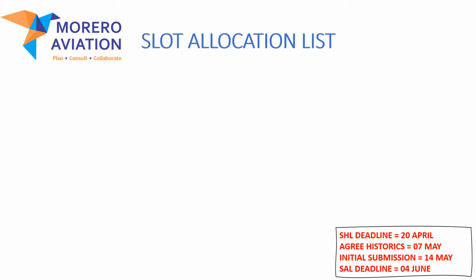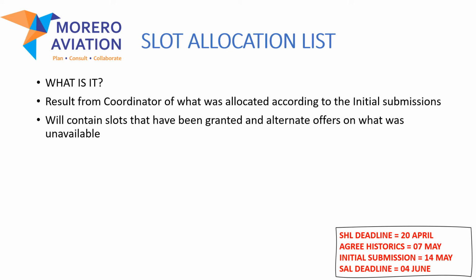So we've mentioned earlier that the initial submissions that are received by the coordinator by the deadline are then all used to allocate slots. So the slot allocation list, or SAL, is basically the response from the coordinator, or the results of what was allocated according to the initial submissions. So an SAL will contain all the slots that have been granted for the operator and the alternate offers if a slot was not available.